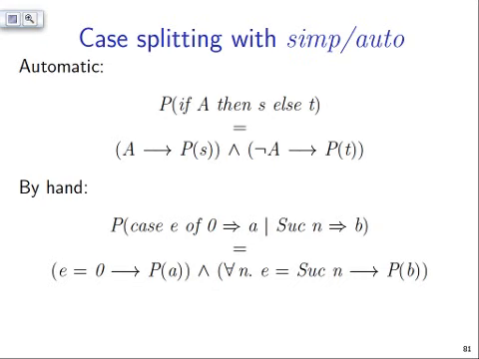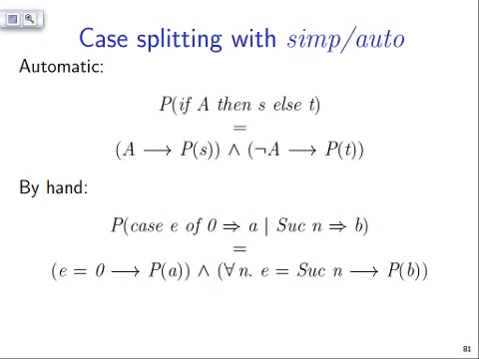So here's an example. If you have a case construct over natural numbers, case E of 0, then A; successor of n, then B. You can explicitly perform a case distinction here, and it'll give you two cases. One, let's assume this expression E is 0, then we have to prove P of A, because that's the return value in the 0 case. And here, for all n, we have to show if E is suc of n, that's the second case, then P of B. So P is the enclosing context.